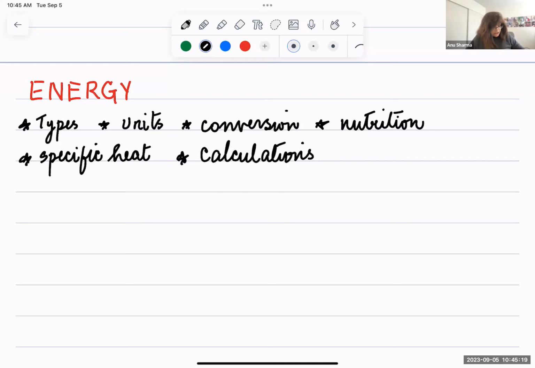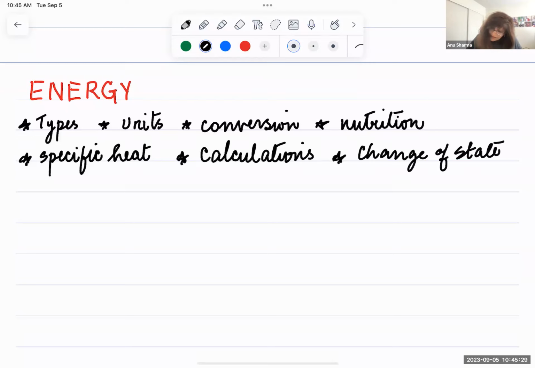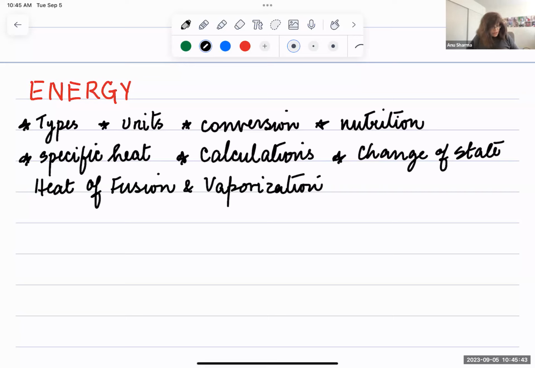Then comes the change of state, and here we will have two things. One is the heat of fusion, and the next is the heat of vaporization. Those things we will discuss. Then comes evaporation, boiling, condensation, all of that coming from the change of state transformations.